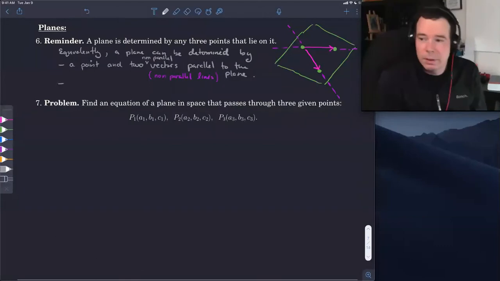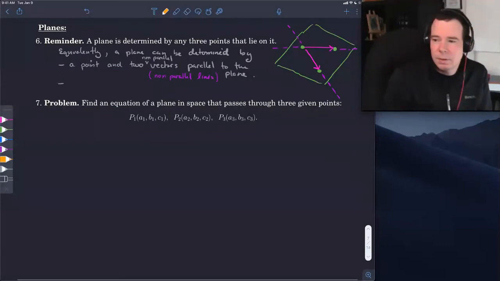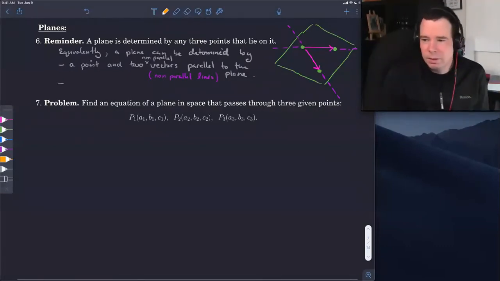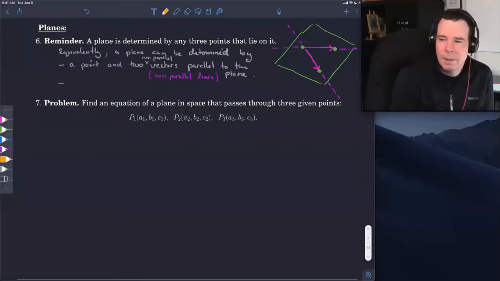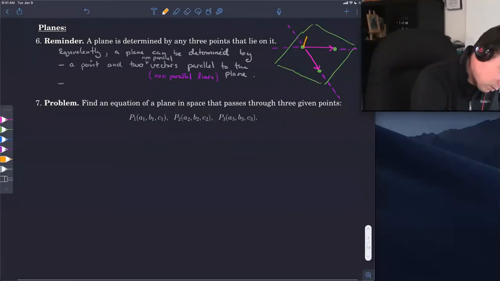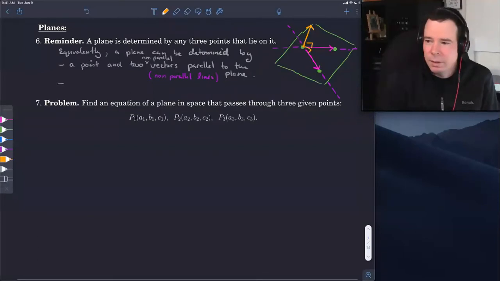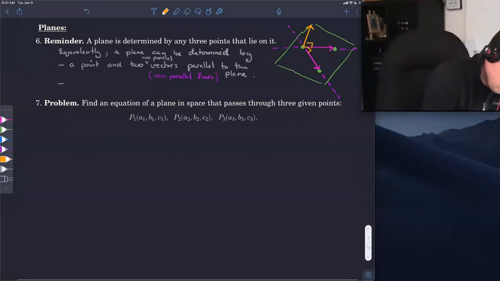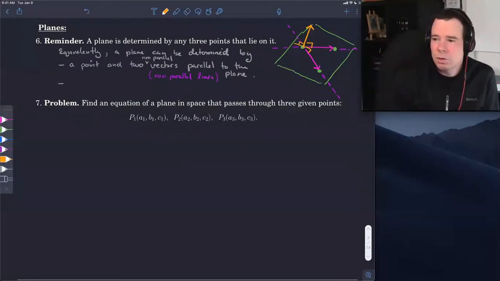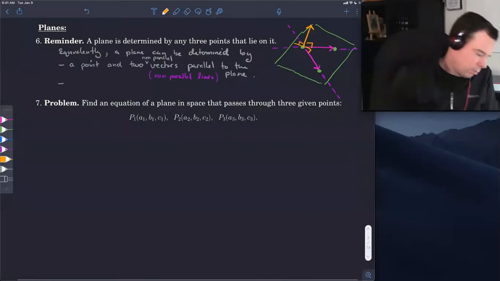And the third way we can do it is we can think in terms of vectors. If I have two vectors that live in the plane, sometimes I say live in the plane, I just mean that they're parallel to the plane. Then when I take their cross product, that's going to give me a vector that's perpendicular to both of the two vectors that live in the plane. And that vector is going to be a perpendicular vector to the plane itself. It's going to be what we call a normal vector to the plane. And that's enough to determine the plane.